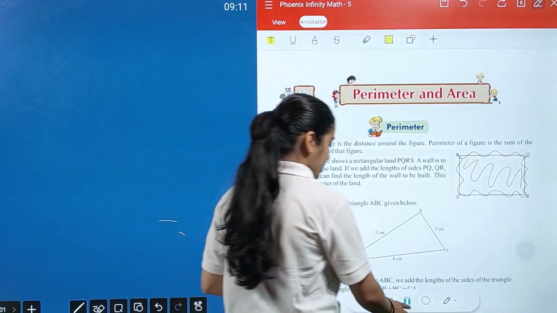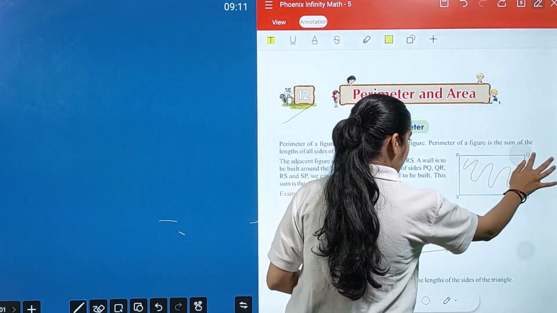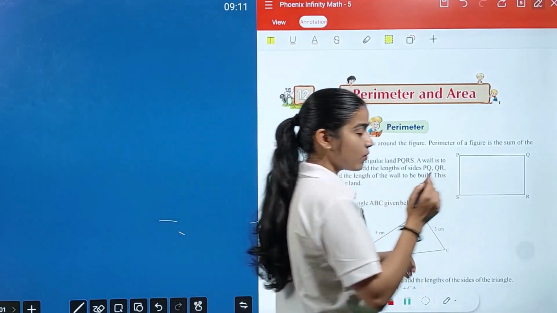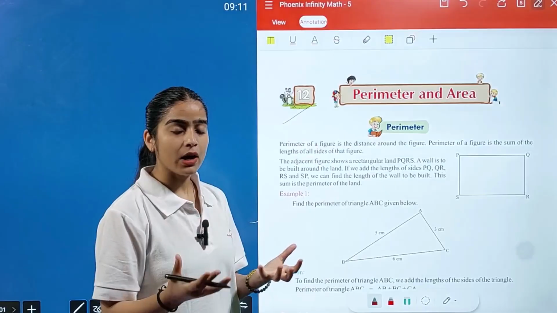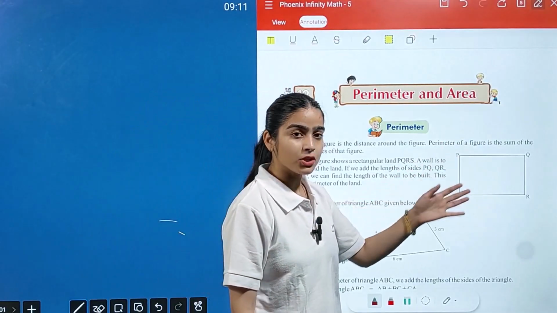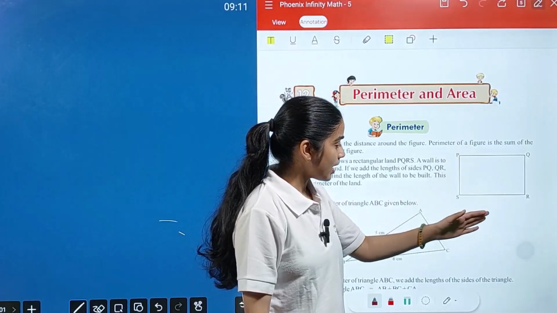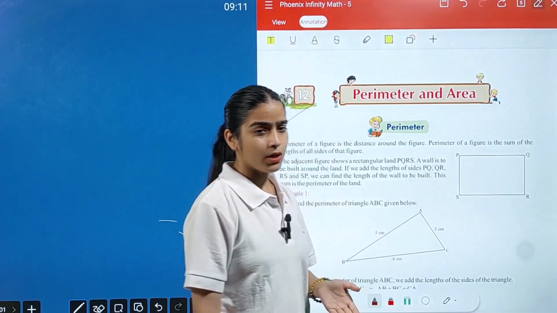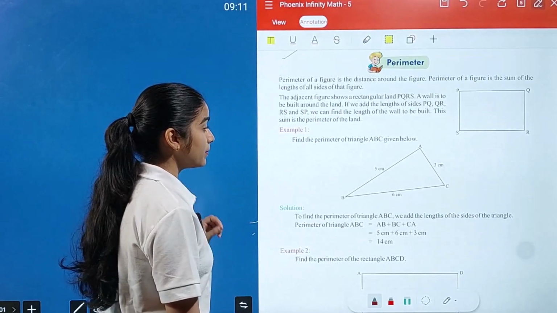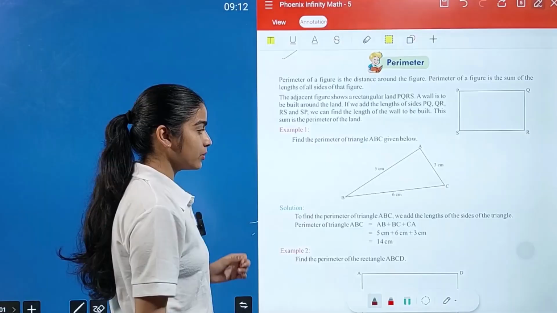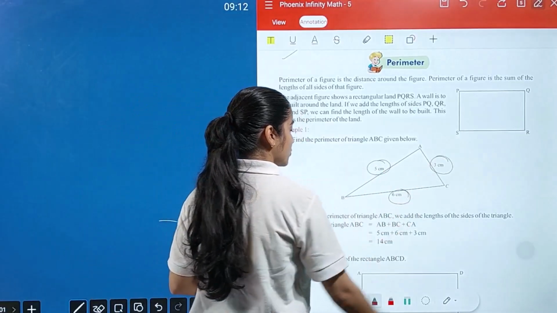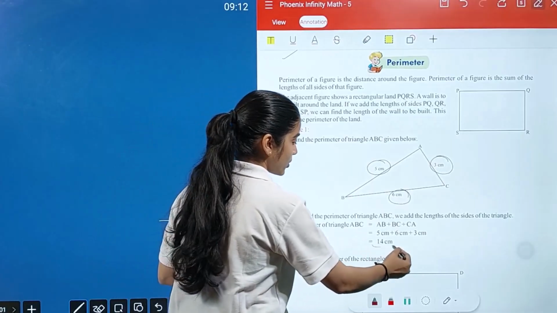As I already explained, in perimeter we deal only with the boundaries. So if you have to find the perimeter, you simply add the measurements of PQ, QR, SR and SP, and you will get your perimeter. That is easy. Now in example number 1, find the perimeter of triangle ABC given below. You just have to add these three measurements together and you will get your answer, which is 14 centimeters.